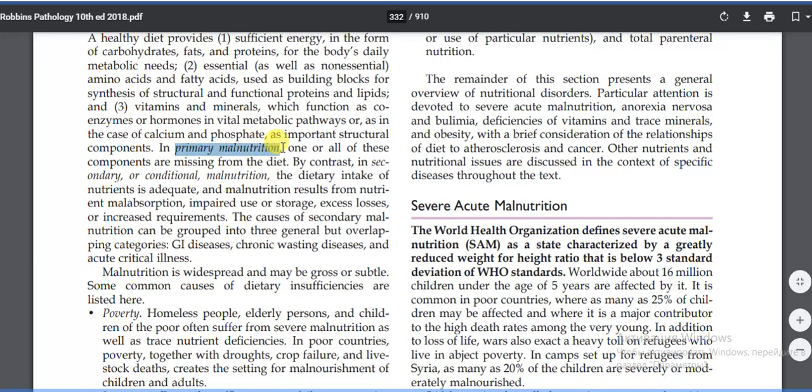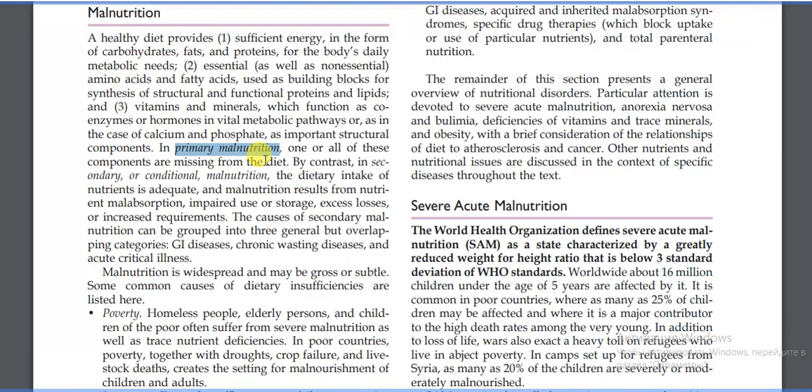Once again, primary malnutrition means all or a few of the components are missing from the diet. Secondary, also known as conditional malnutrition, means the intake of nutrients is adequate, but due to malabsorption, impaired use or storage, excess losses, or increased requirements, it causes malnutrition. As I said, different people have different requirements.